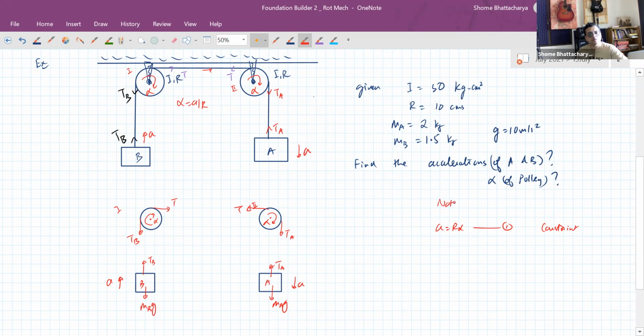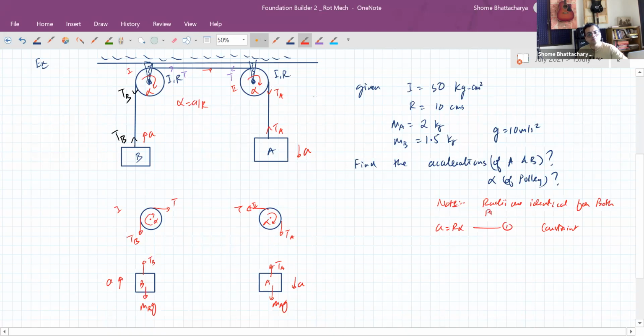So here, understand that the radii are identical for both pulleys, so they have identical alpha. Okay, so there's only one angular acceleration variable. Now you write the FBD equations. So for the block A, for example, it is weight minus tension is equal to mass into acceleration. For the block B, it is tension minus weight is equal to mass into acceleration.